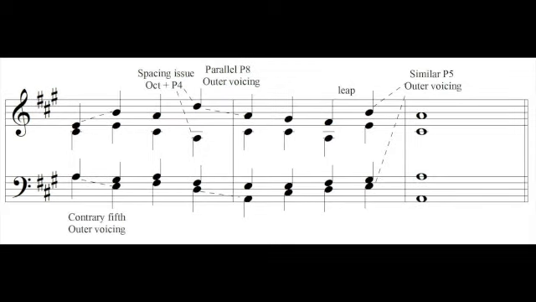The very first two notes in outer voicings, they are moving in contrary fifth. The last chord in the first measure, between soprano and alto, there's a spacing issue. Finally, the last chord in the second measure, the outer voicing is landing on perfect fifth, and soprano is moving by leap.